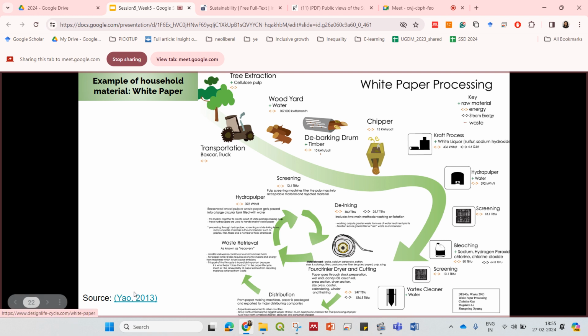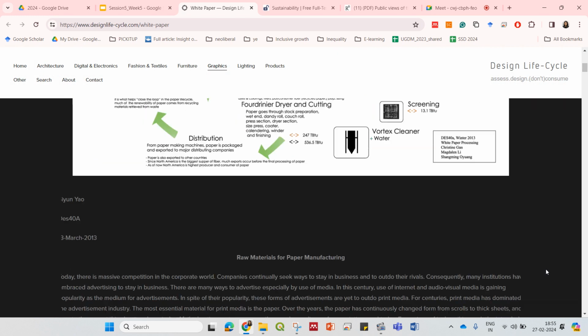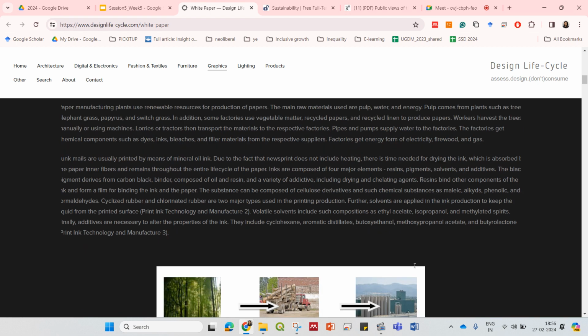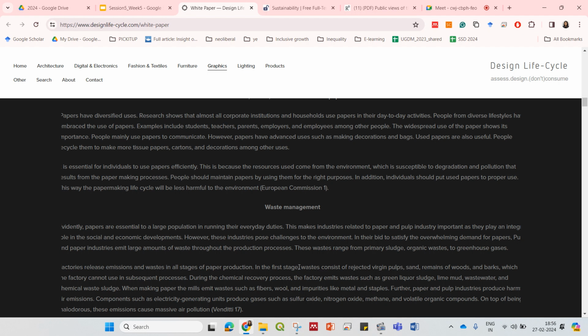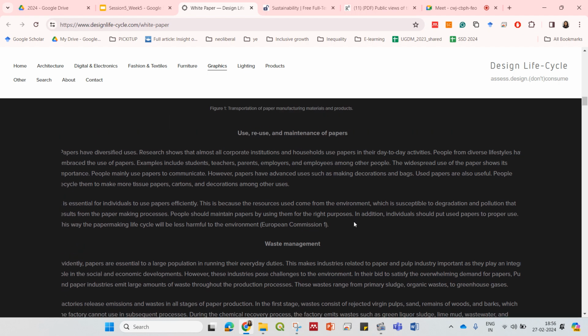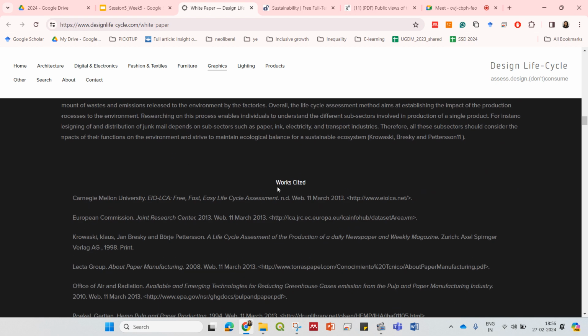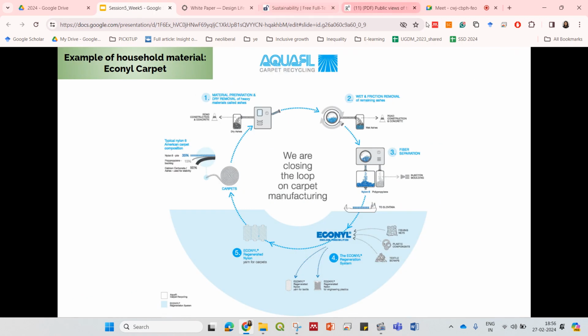If you want to go into the details of how this life cycle analysis was done, you can refer to this paper which I have linked here. This is the study which I referred to. It tells you about the raw material of paper manufacturing, how different raw materials are required, how they are processed, how they are transported, how they are used and reused, how waste management is done, how recycling is done, etc. So if you want to read further, you can go to this study as well.